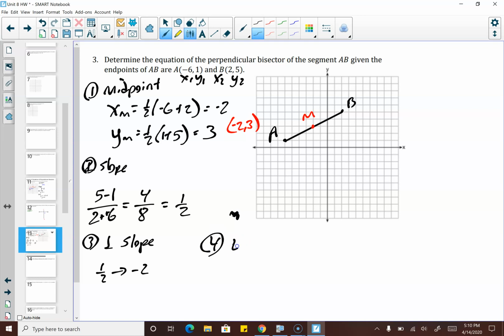And then 4, for our equation, we are going to end with y minus 3 equals our perpendicular slope, negative 2, parentheses x plus 2, because it would have been minus negative 2, so minus negative gives us our plus. And there's the equation of our perpendicular bisector for that segment.